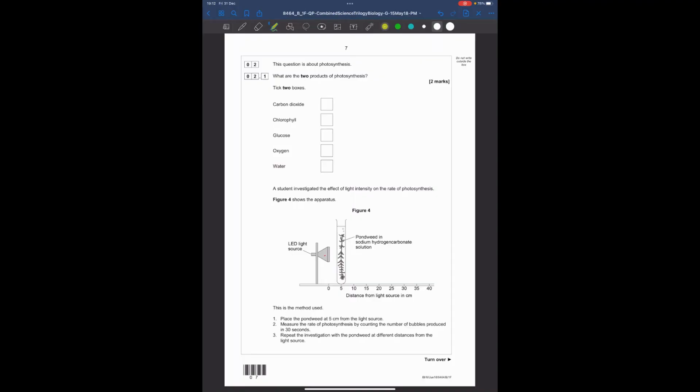Okay, so moving on to question number 2. This question is about photosynthesis. What are the two products of photosynthesis? So products means what you get out of a reaction. If we think back to our photosynthesis equation, you should know that it's carbon dioxide that reacts with water, which makes glucose, which is C6H12O6, plus oxygen. So we are after the two products of the reaction, which is glucose and oxygen.